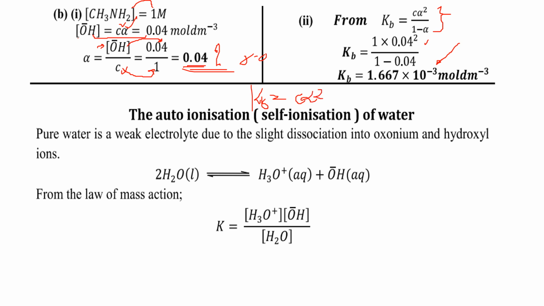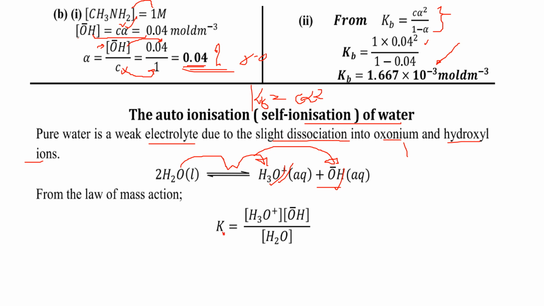So let's go to the auto-ionization or self-ionization of water. Now, pure water is a weak electrolyte due to the slight dissociation into oxonium ions, which can also be called hydroxonium ions, and hydroxide ions. So water undergoes partial ionization, and hydroxonium ions and hydroxide ions are formed. From the law of mass action, we can get the ionization constant of water.